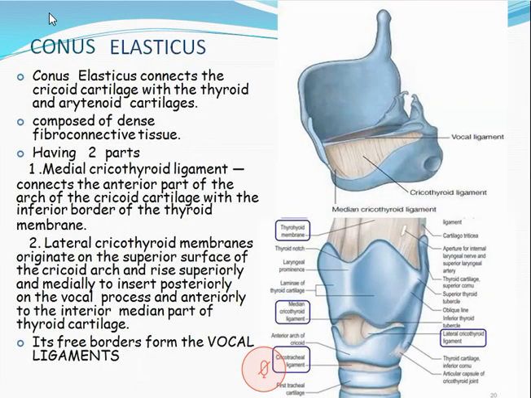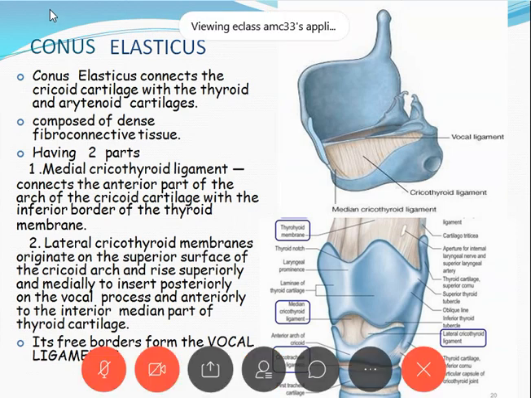The conus elasticus connects the cricoid cartilage with the thyroid cartilage, this part. Cricoid cartilage, thyroid cartilage. It has two parts. The median cricothyroid ligament, what you are seeing here. Another one is the lateral cricothyroid membrane. The median cricothyroid membrane connects the anterior part of the arch of the cricoid cartilage with the inferior border of the thyroid cartilage.